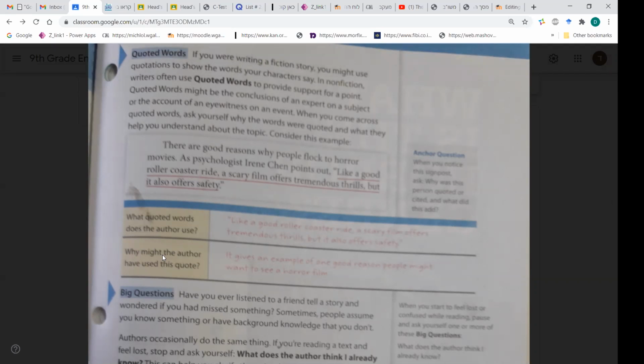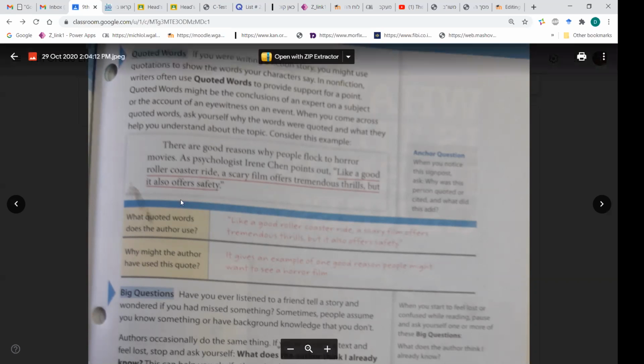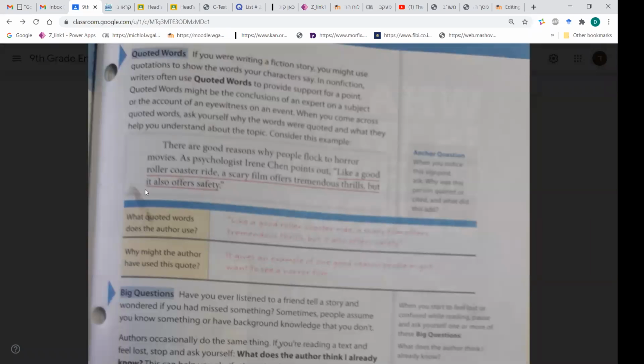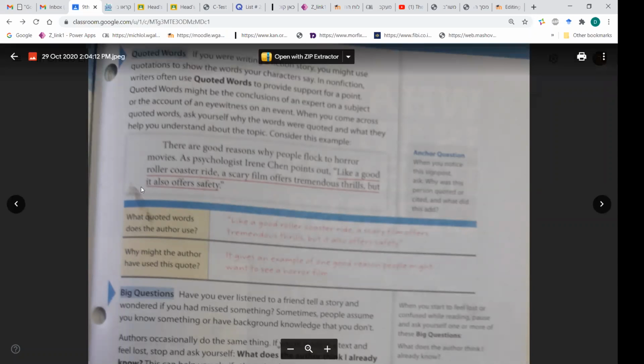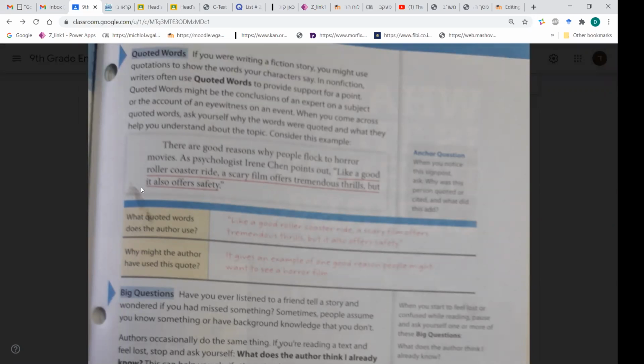What quoted words does the author use? And it says, like a good roller coaster ride, a scary film offers tremendous thrills, but it also offers safety. You know what a roller coaster is, everybody? What's a roller coaster? I forgot how to say it in Hebrew. At Luna Park, you go on the roller coasters.